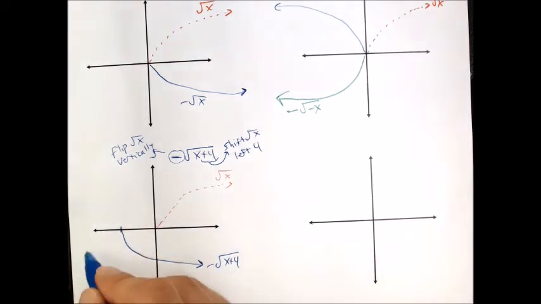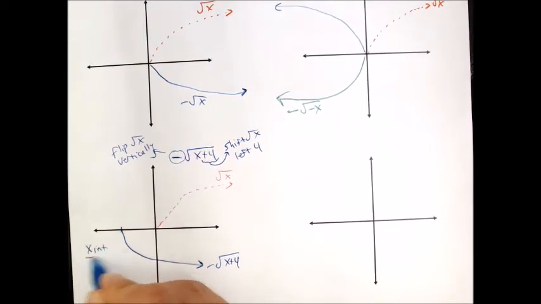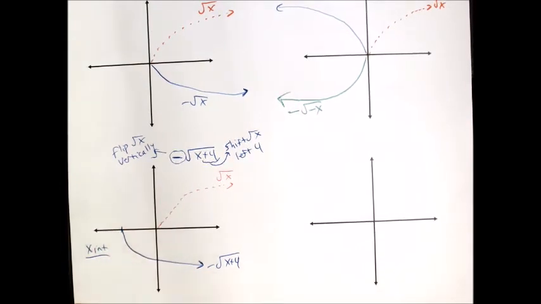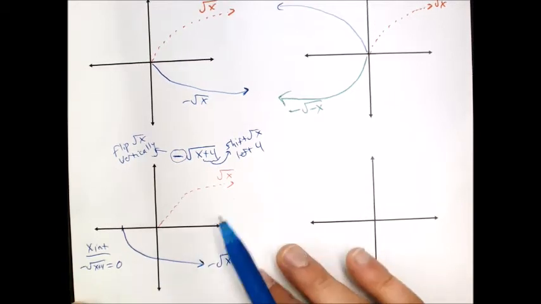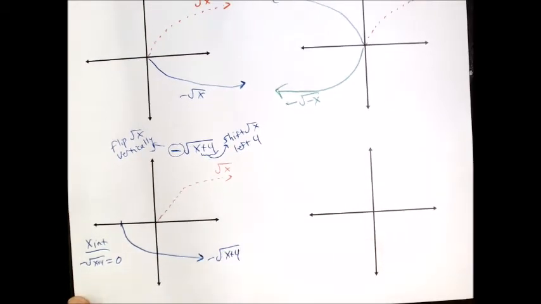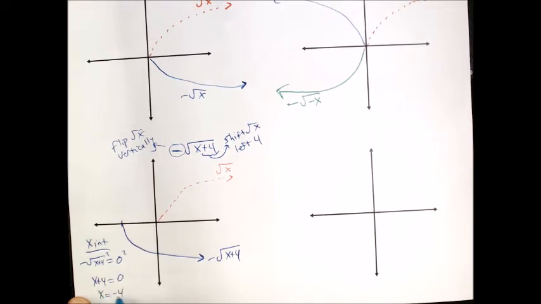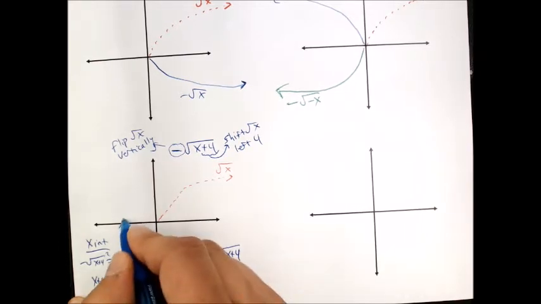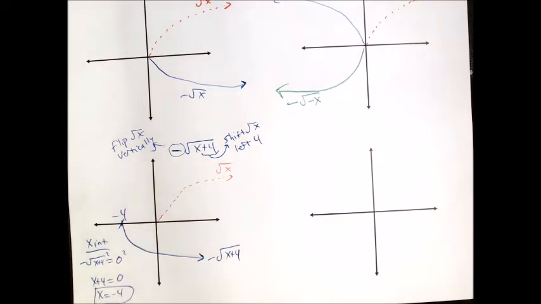And so I'll remind you, when we figure out what the x-intercept is, you set y equal to 0. And so we do minus square root of x plus 4 equals 0. That's how we figure out what the x-intercept is. And we can solve that for x. We can square both sides, and we'll get x plus 4 has to be 0. And so that means x equals minus 4. So that point right there is at (-4, 0).